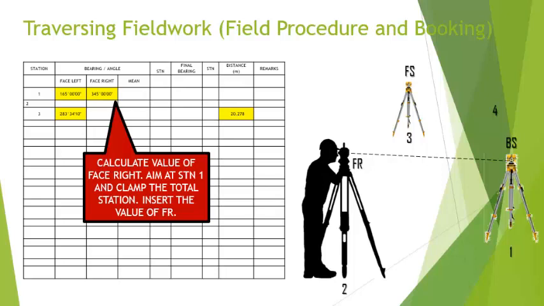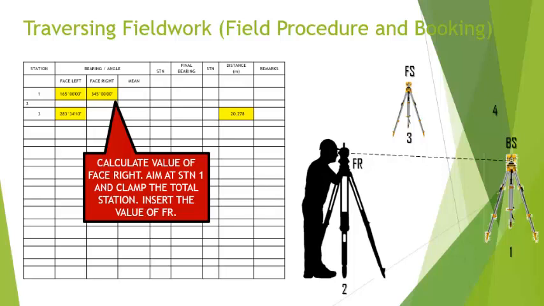The resulting bearing is the face right, so write it in the first row of the face right. For the face right, there are two practices and it is optional. For standard procedure, the scope needs to be flipped by 180 degrees vertically, but some simply use the same face and set the face right value. A video will be uploaded showing a demonstration of this method.